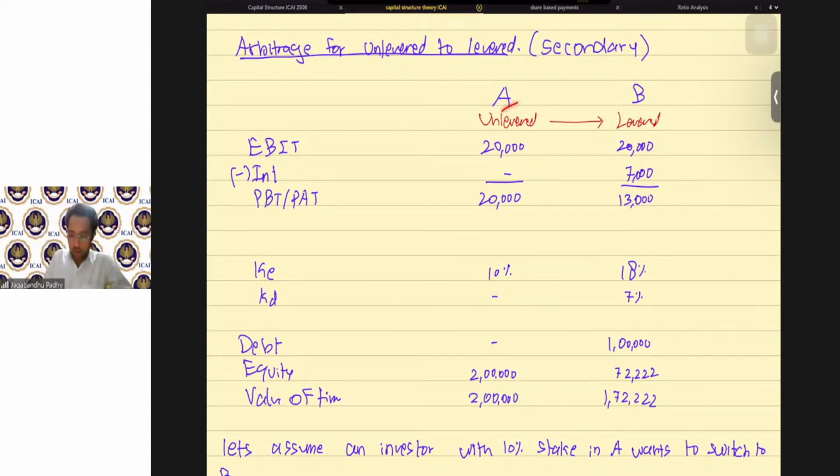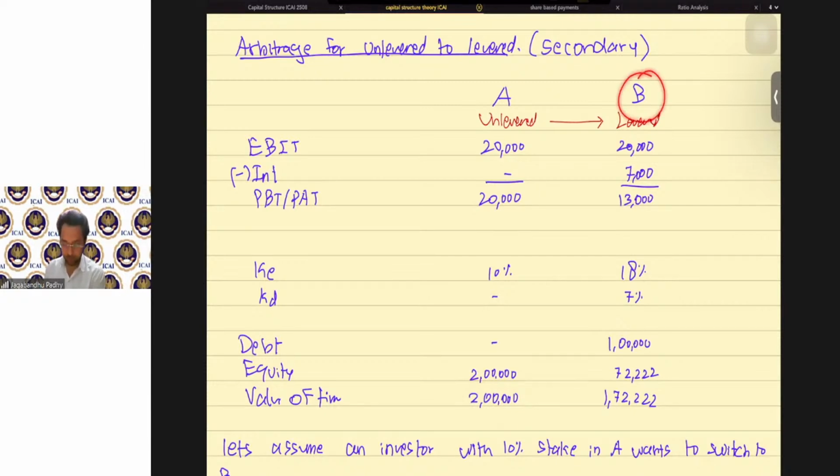Now, A is having a cost of equity of 10%. B is having a cost of equity of 18%. And cost of debt is 7% itself. The value of debt is 1 lakh. Over here, value of equity will be 20,000 divided by 10%, which is 2 lakh. And that was in entirety the value of the firm.